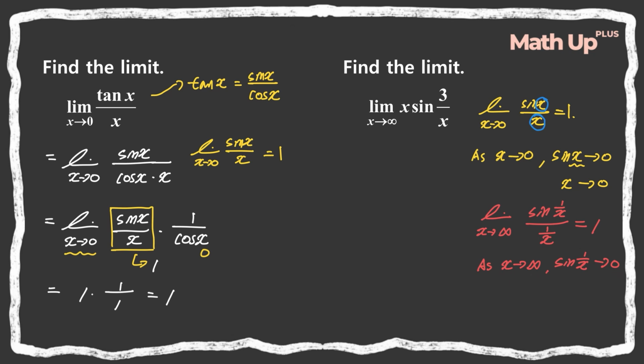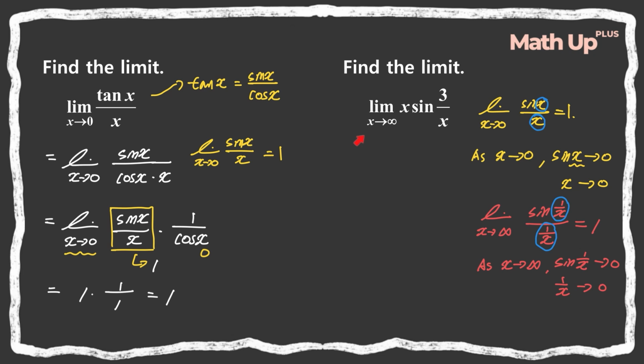Does that make sense? Also, we can say that 1 over x approaches 0 too, right? Because 1 over infinity is 0. And finally, this angle right here, 1 over x, and this expression right here, 1 over x, they're the same, right? So we can conclude that this limit is equal to 1, right?